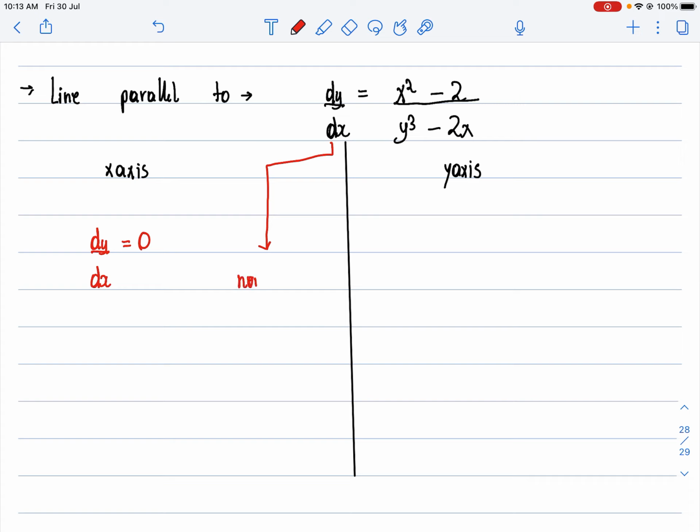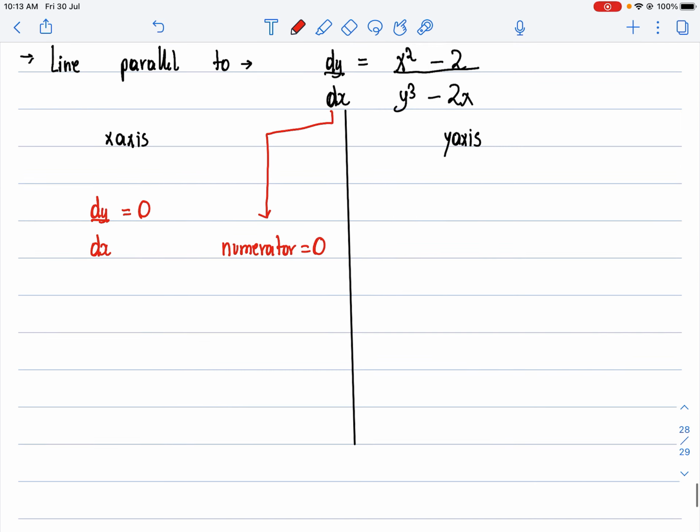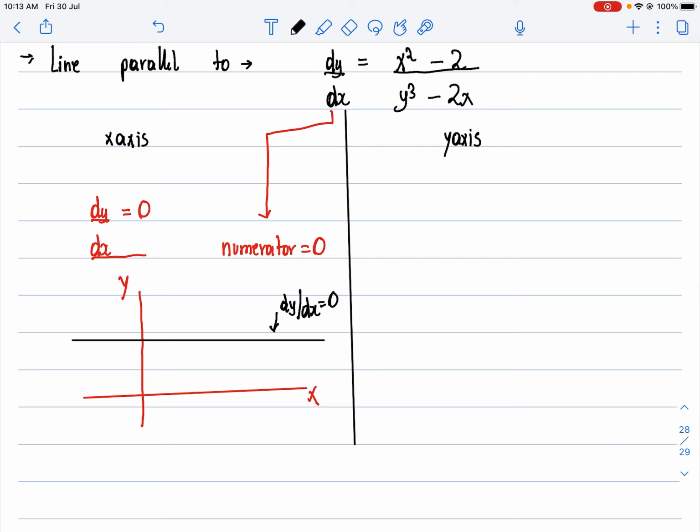Or you can simply, if it's a fraction, in this case what you can do is you can equate your numerator to 0, correct? Because the denominator goes to the other side and multiplies with 0, when you do dy by dx equals to 0. Why do we do dy by dx equal to 0? Because if you see here, let's say this is your graph, this is your x-axis, this is your y-axis, and let's say if a line is parallel to the x-axis, then it looks something like this. And as you can see here, the gradient, your dy by dx, will be equal to 0, correct?